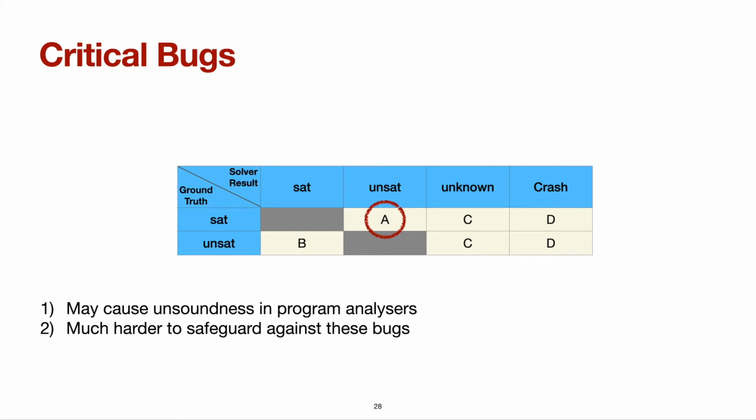Second, it is much harder to safeguard against these bugs compared to other classes. Specifically, consider that when an instance is found to be sat, the solver typically provides a model that is an assignment to all the free variables in the instance such that it is satisfiable. Therefore, bugs in class B can be detected simply by evaluating the instance under the model generated by the solver. If this evaluation is false, then there is a B bug. Bugs in class C are detected whenever the solver returns unknown for an instance that lies in a decidable theory fragment. And bugs in class D are detected whenever the solver crashes.